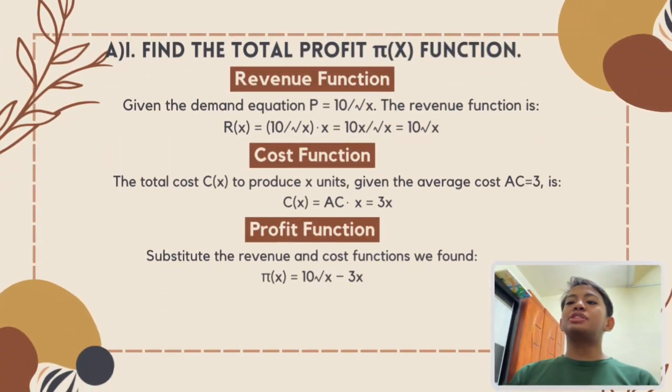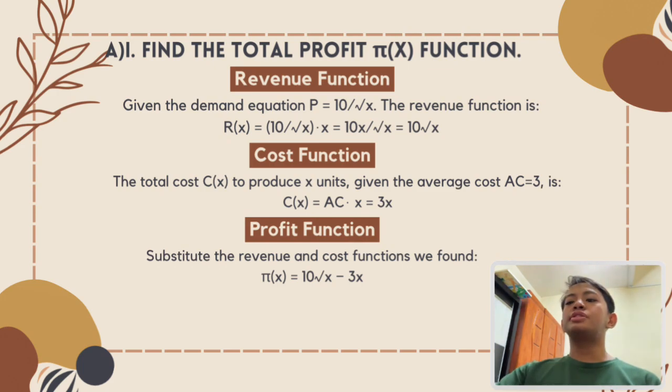So for the first question, find the total profit function. The first step is to find the revenue function. Given the demand equation P equal to 10 over square root x, the revenue function is R(x) equal to 10 square root x. And the second step is to find the cost function.